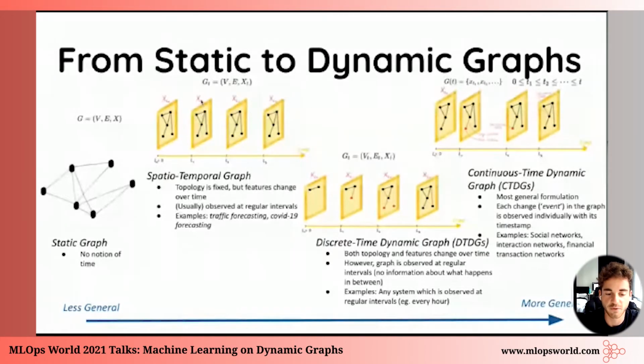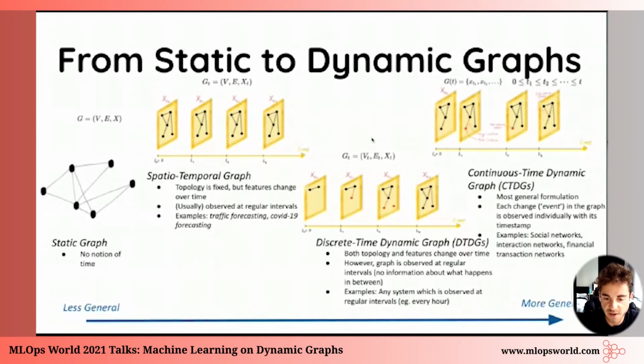An example, for instance, is traffic forecasting, where the graph is basically roads being connected to each other, and each hour we observe, let's say, how many cars are in each road, so kind of the traffic congestion, and we may want to predict the future.